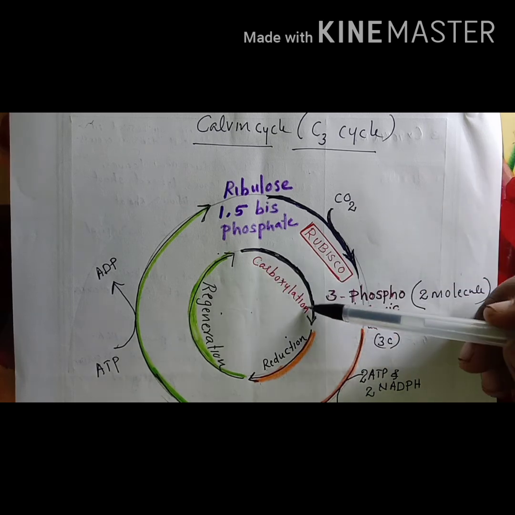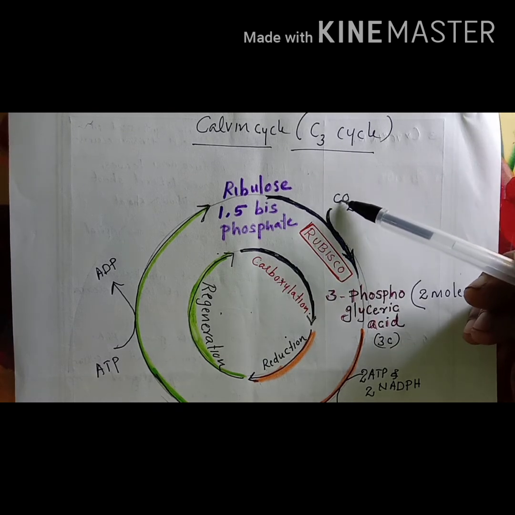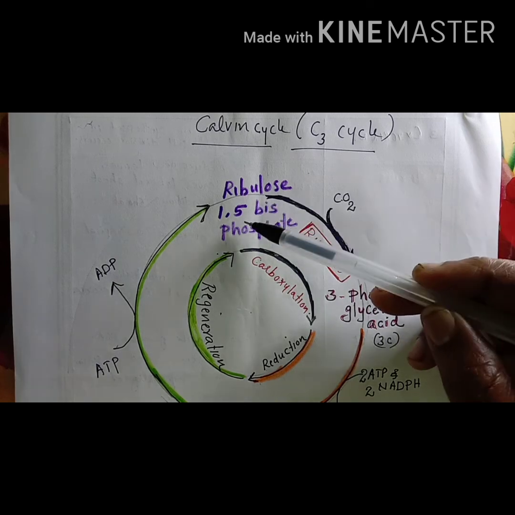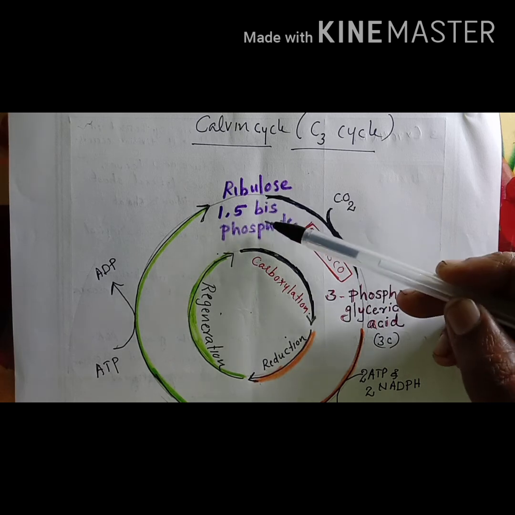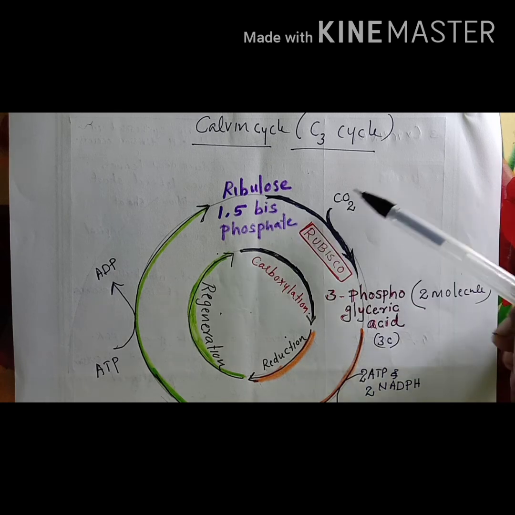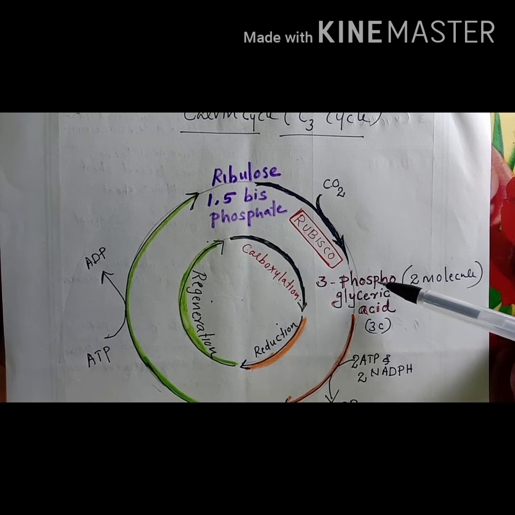What is happening in carboxylation? In carboxylation, carbon dioxide is accepted by a compound called ribulose 1,5-bisphosphate, which is the primary carbon dioxide acceptor. This compound accepts the carbon dioxide present in the atmosphere, and it becomes 3-phosphoglyceric acid. So this process is called carboxylation.